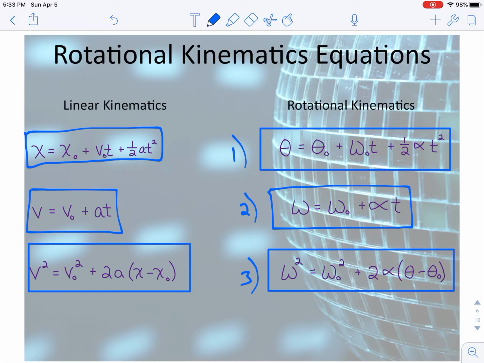We're going to replace all of our x's with thetas, we're going to replace our v's with omegas, and we're going to replace our a's with alphas. So instead of v final squared equals v initial squared plus 2a times x final minus x initial, we're going to have omega final squared equals omega initial squared plus 2 alpha times the quantity theta final minus theta initial.